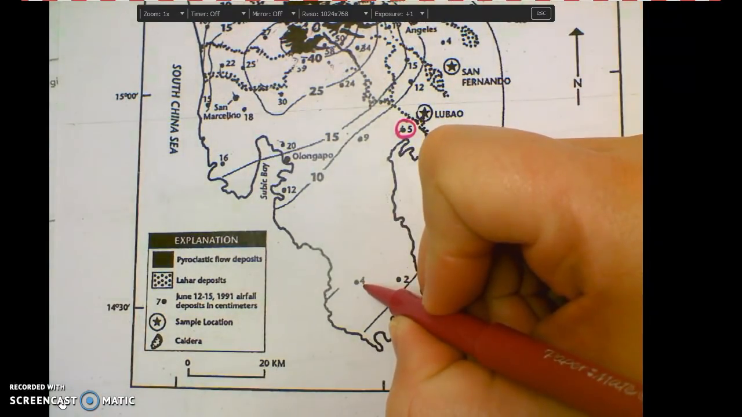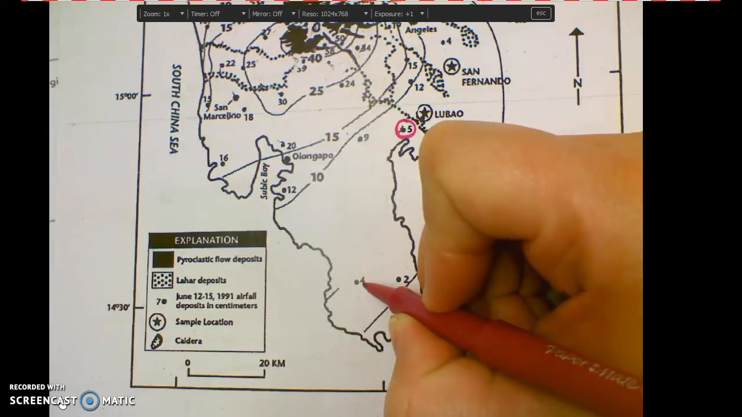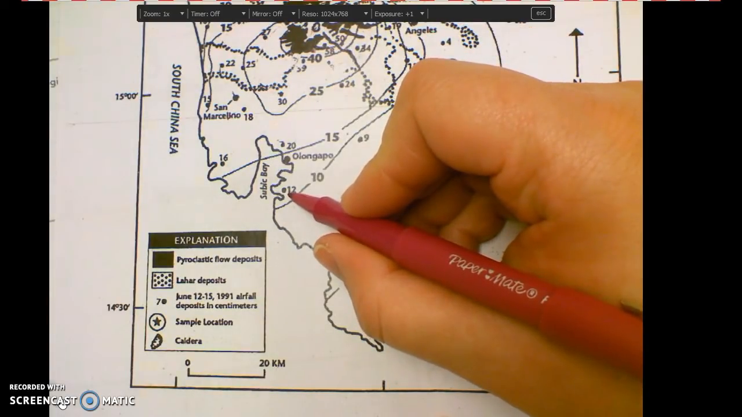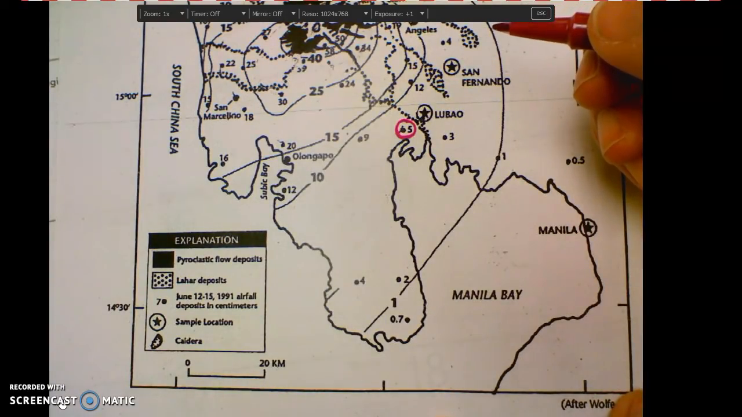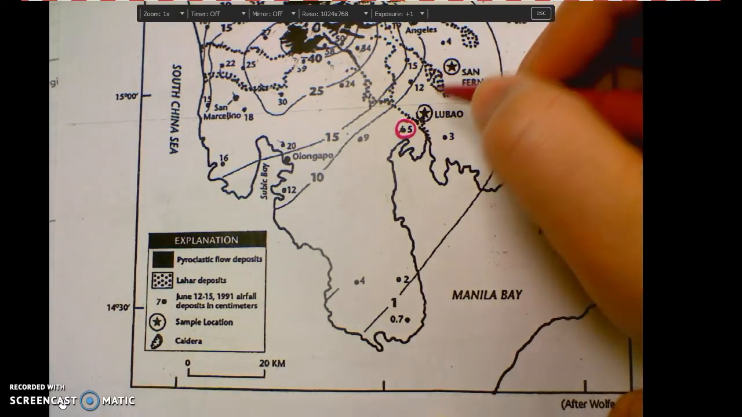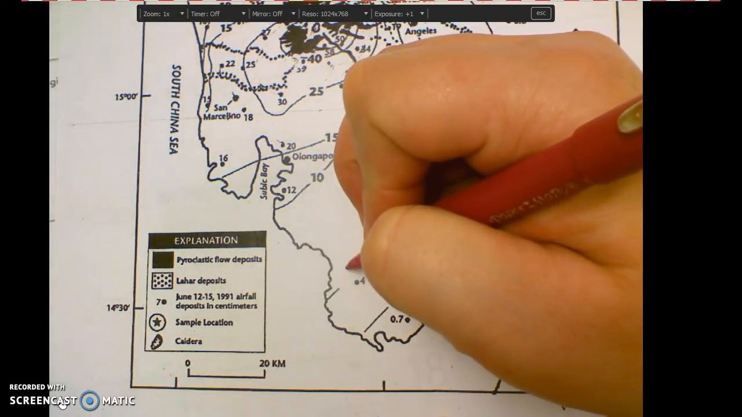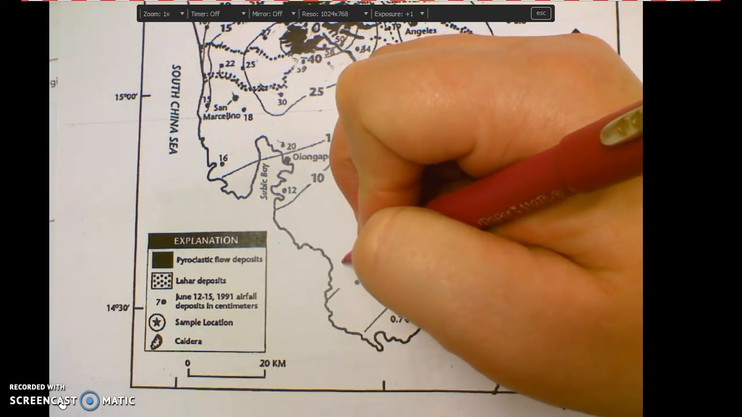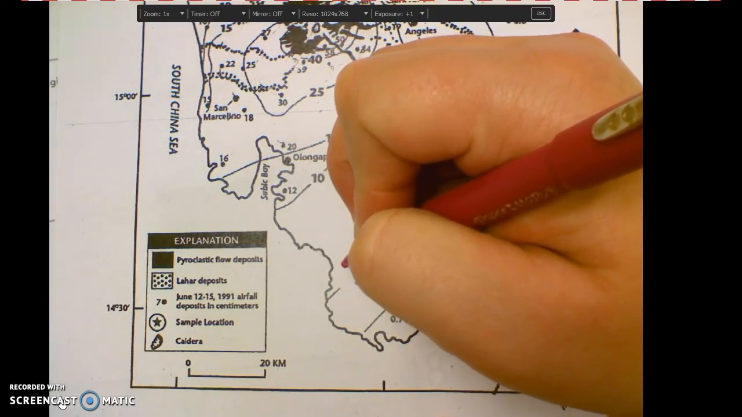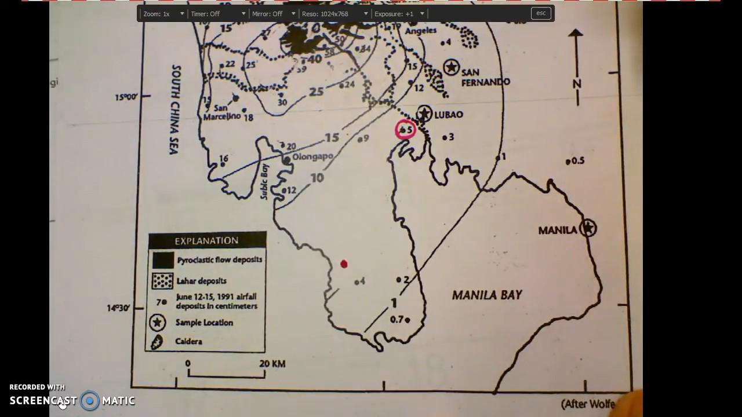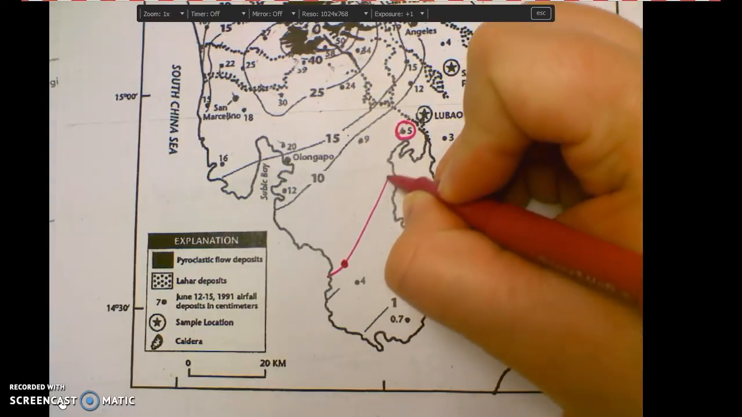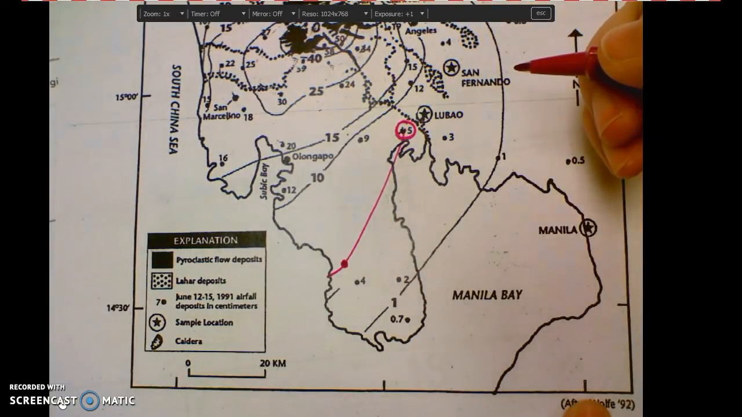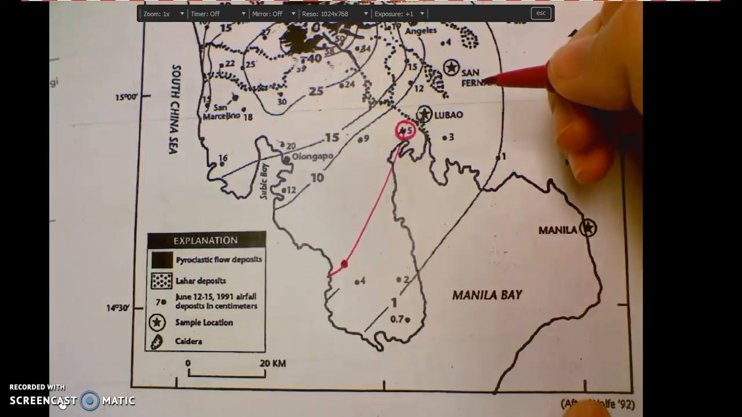There's a dot down here that says there's 4 centimeters of ash. And up here, there's a dot for 12. So if you count, 5 is in between 4 and 12. So 4, 5, 6, 7, etc. So that means the dot for 5 centimeters of ash should be right about here. So we're going to draw it in. We're going to take these 2 dots, and now we can connect them together. And we're going to keep going around until we have our line completed.